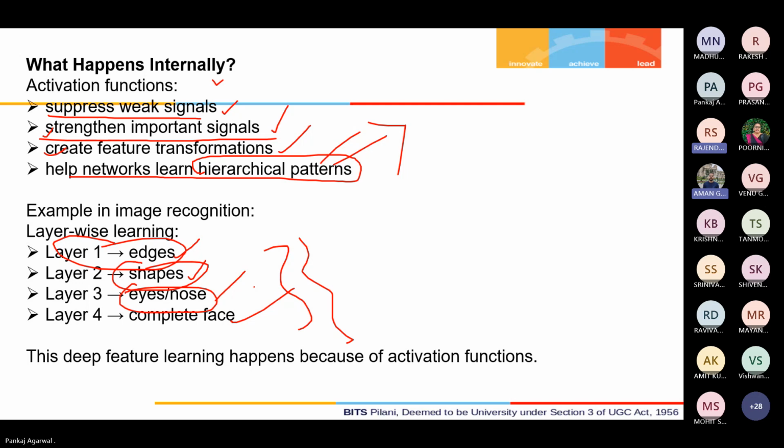Sir, one quick question. If we don't control this, how would we define weights and biases?